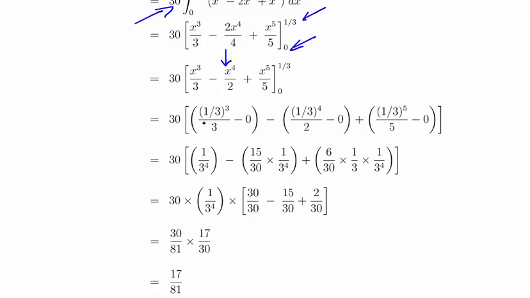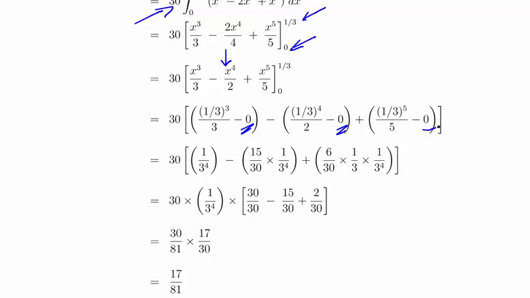Just working it out there, and there we go. We substitute in the value of 1/3 and 0 where x is, and subtract one from the other. In the case where you have 0, you don't really have to do it, but just check that you don't need it. Particularly if you're new to definite integrals, check that it evaluates to 0 each time, because that's not always the case. So: (1/3) to the power of 3 divided by 3, minus (1/3) to the power of 4 divided by 2, plus (1/3) to the power of 5 over 5.